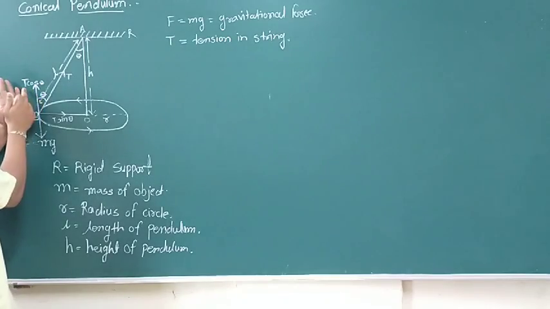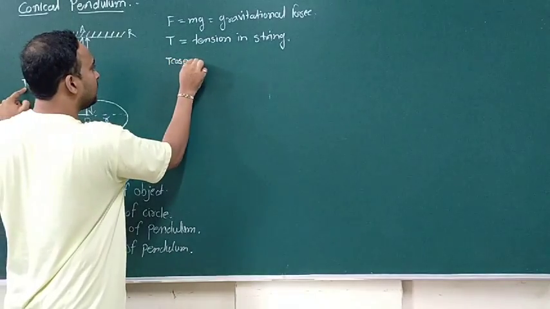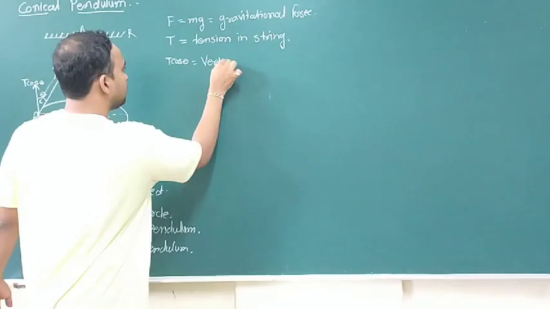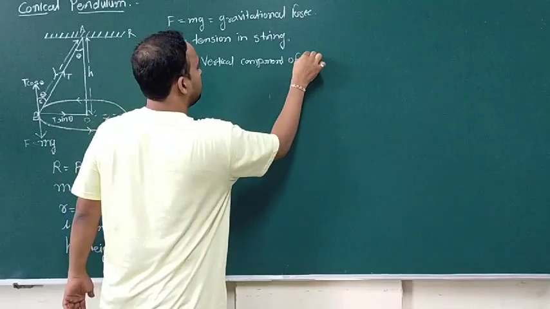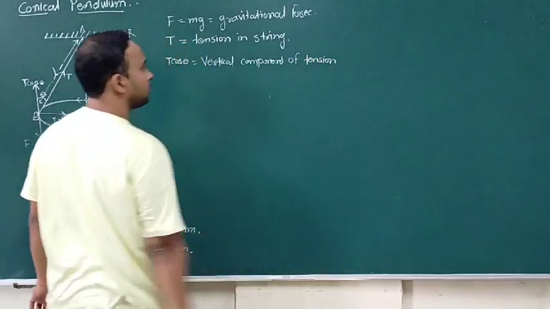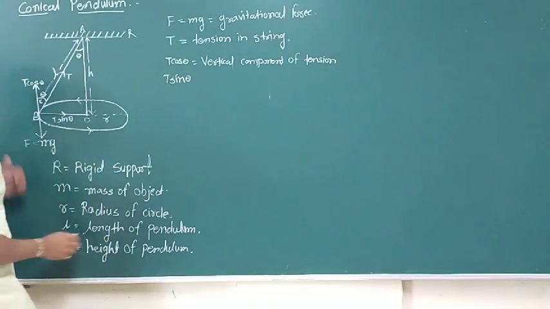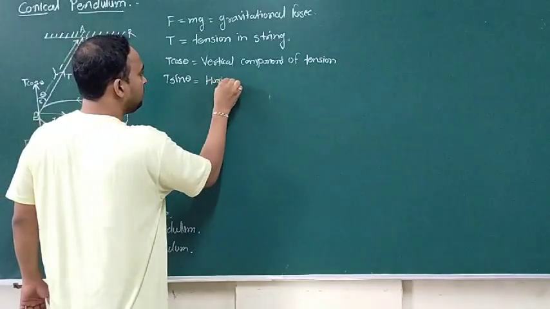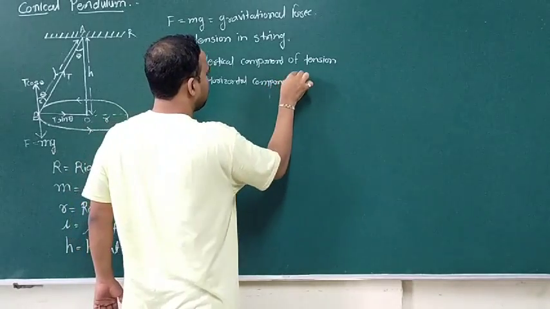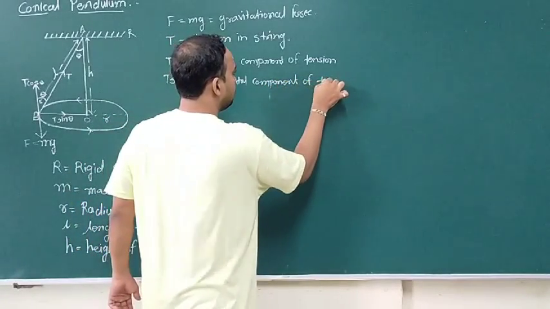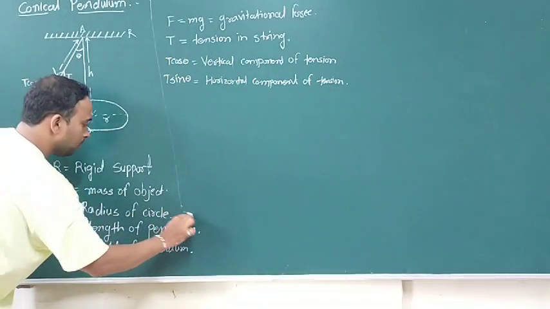Now T cos theta be the vertical component of tension, and T sin theta be the horizontal component of tension.